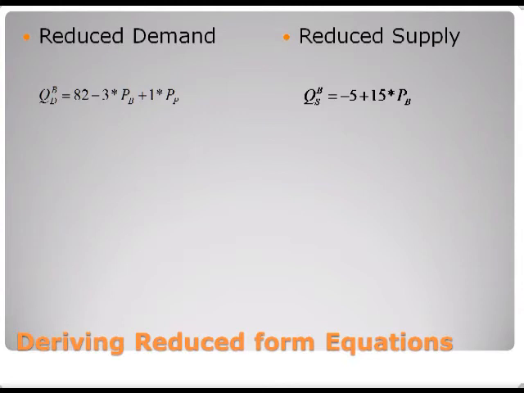Recall the supply and demand equations from part 1 of the series. The equation in the upper left represents the demand for beef, which contains 3 variables. It specifies that the quantity demanded of beef is a function of 2 independent variables, the price of beef and the price of pork. The equation in the upper right specifies that the quantity supplied of beef is a function of only one variable, the price of beef.